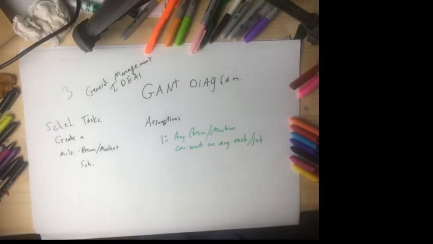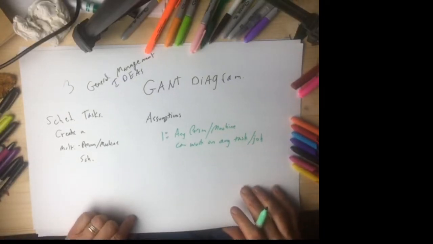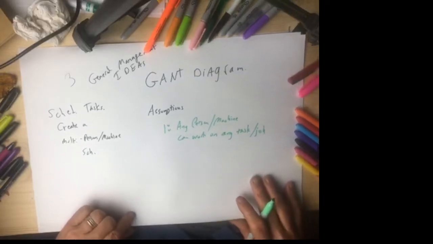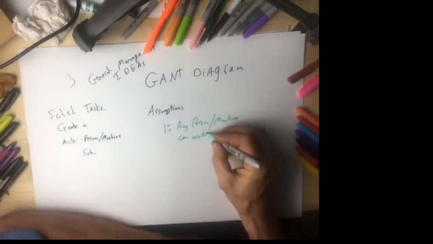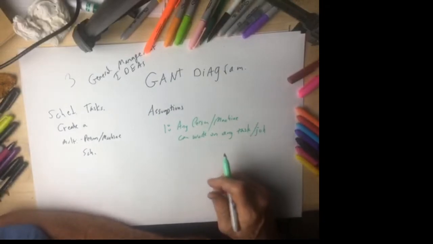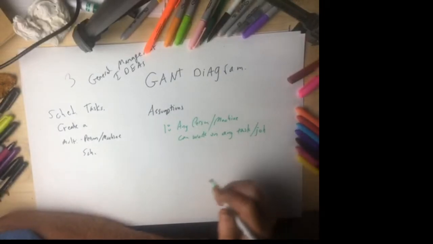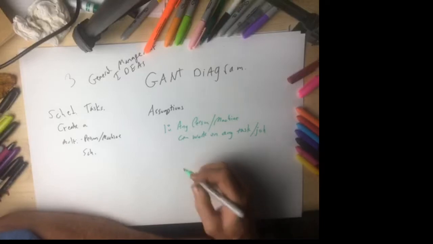Now, that is not the case in real life so much, and that's why a lot of Gantt diagrams are much, much harder than what we're going to be working on here, where they have limited people. Electricians can only do electrician jobs, etc. But it's a beginning of an algorithm that's very powerful.